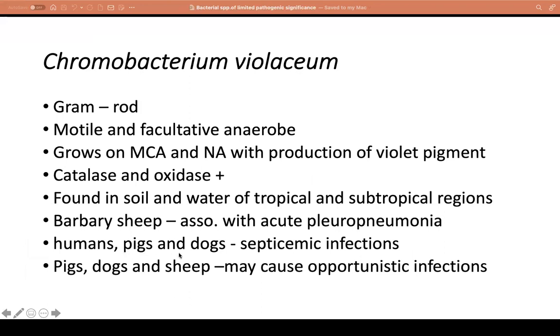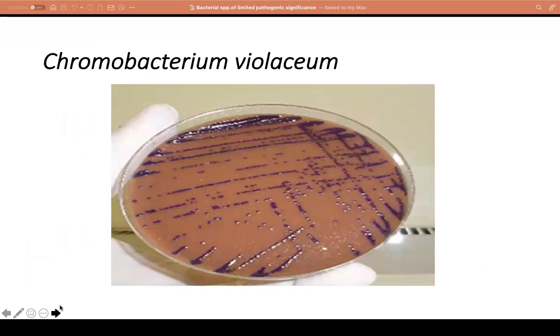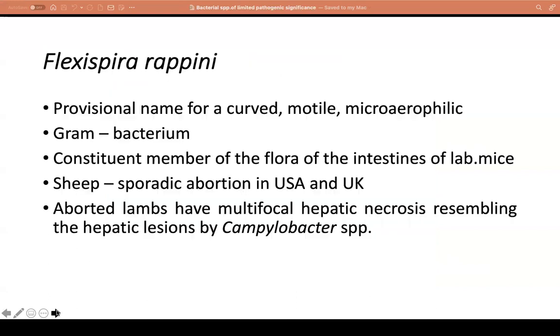In humans, pigs, and dogs, septicemic infections have been reported. Pigs, dogs, and sheep may cause opportunistic infections. This is the appearance of the violet pigment of the Chromobacterium violaceum. This is a chromogenic bacteria.